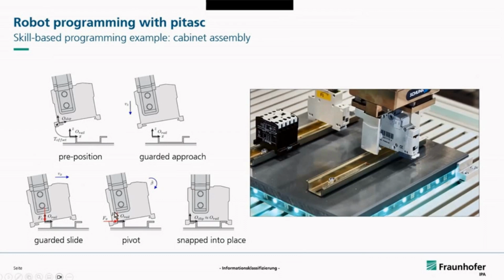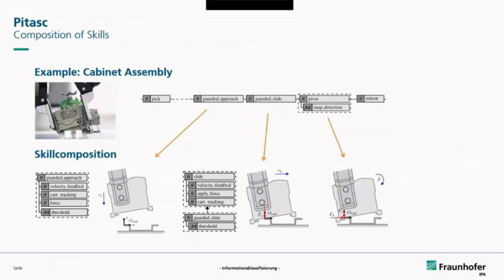The fourth step then requires pressing in Z and X direction while rotating around the point to pivot in the snap fit. Finally, we need to detect that the snap fit has happened correctly. Let's go into detail on what skills to use.